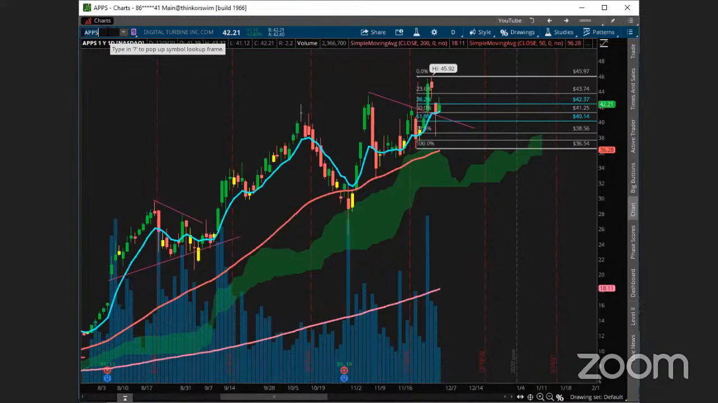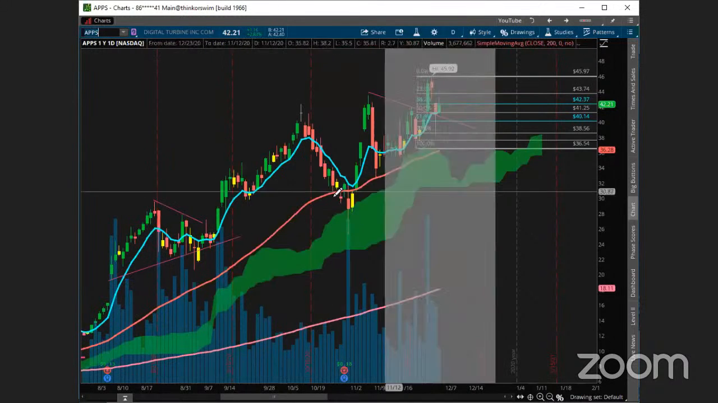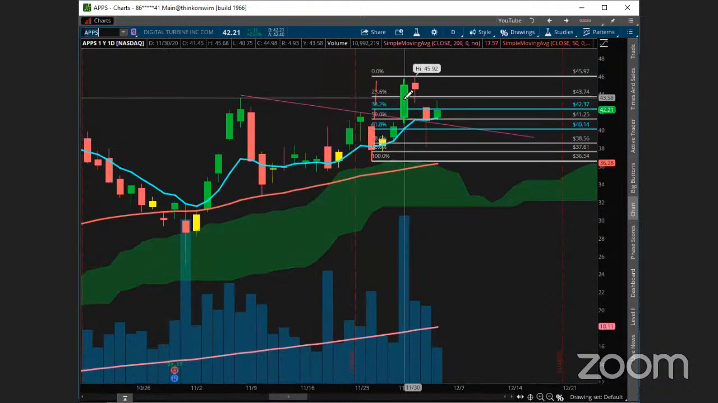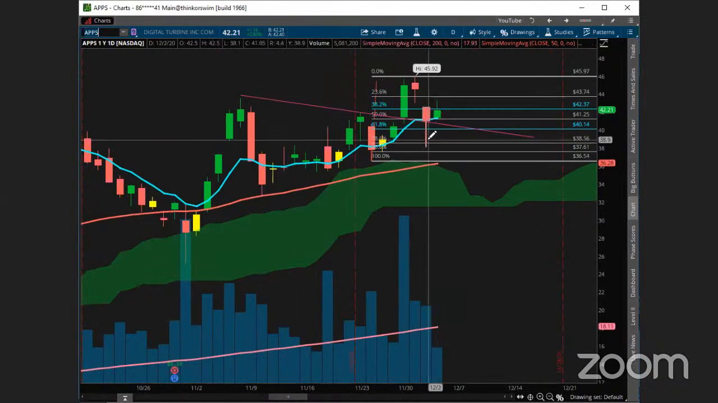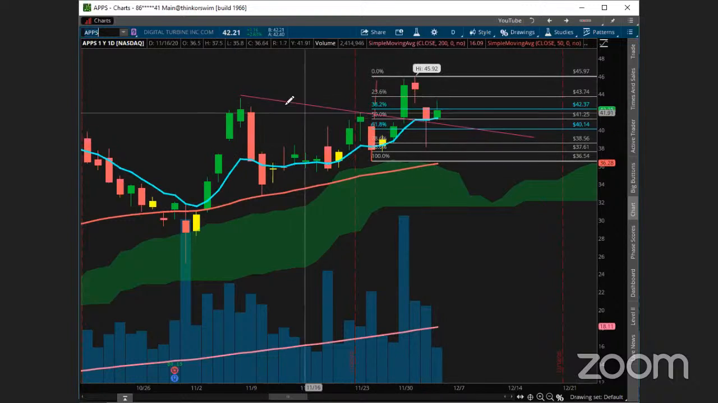APPS too, again, this was on our radar as well. So we got a breakout here. We got the 618 pullback. It's hanging in there, right? It's still over the 80 MA. So let's see if we can get some strength on it and get going.